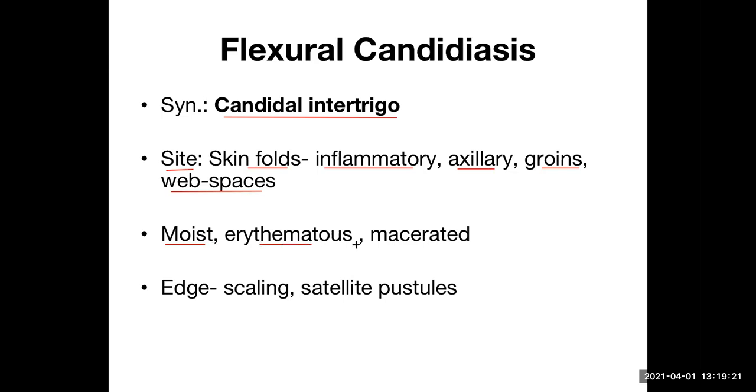They look very erythematous and macerated. The skin is peeled off and looks quite wet. This is called macerated appearance. If we examine clearly, there will be scaling, and at the edge of the lesion, some satellite pustules are present. Some small pustule-like appearances, which are known as satellite pustules, are also typically present in Candida infection. The main problem is at the center, and satellite lesions are present on the periphery.